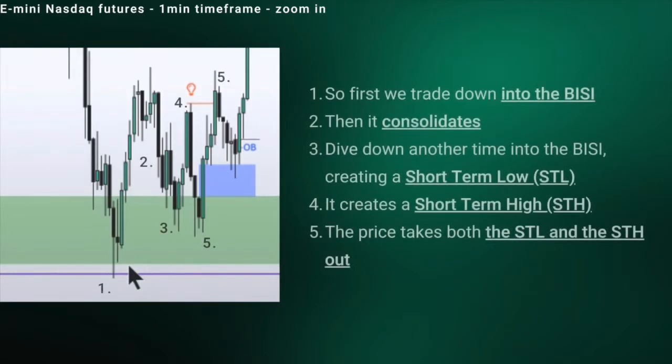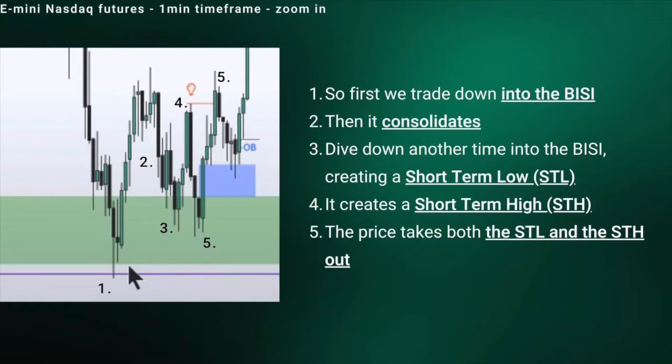Let's start with the number 1. So first we have traded down into the BISI. Number 2, then the price has consolidated. Number 3, the price dove down another time into the BISI, creating a short-term low.